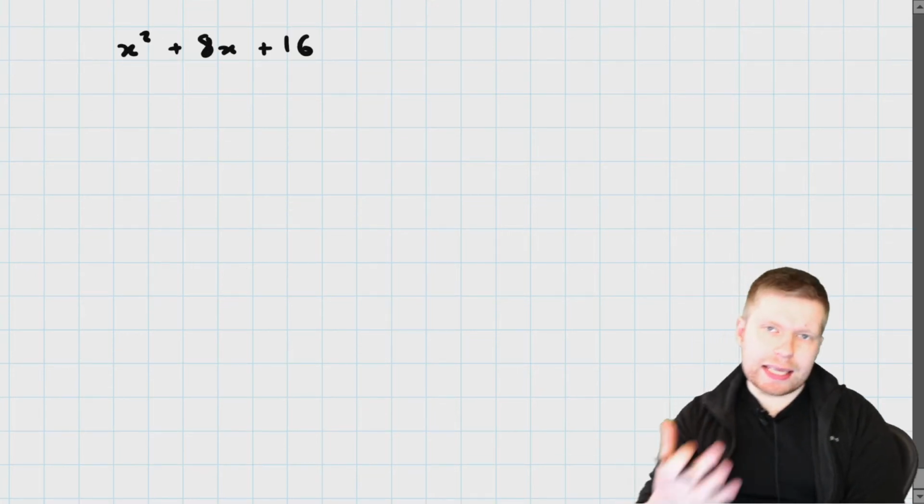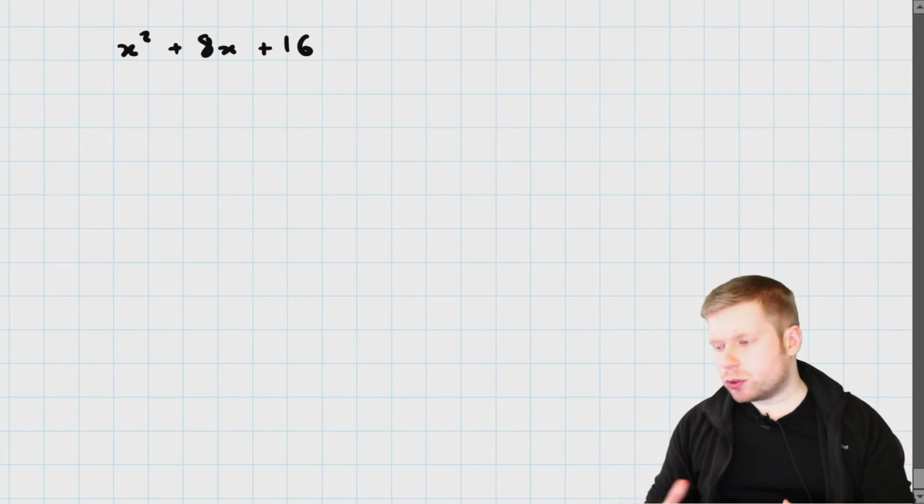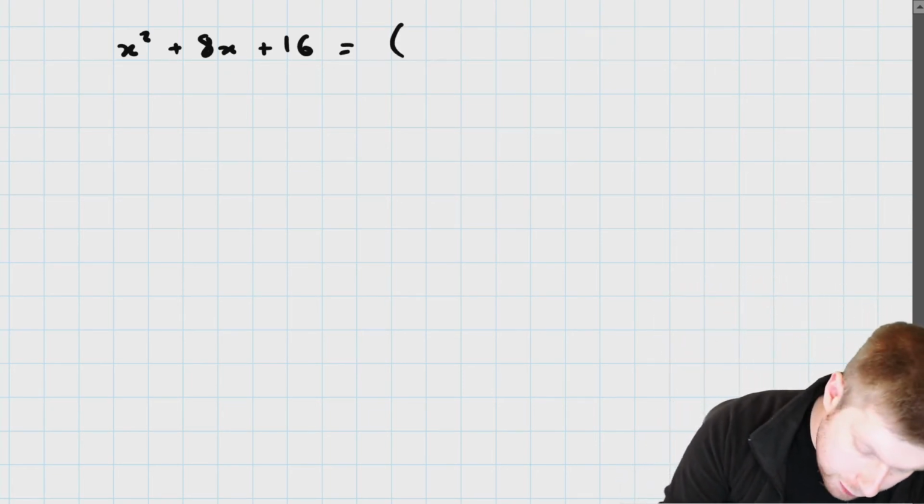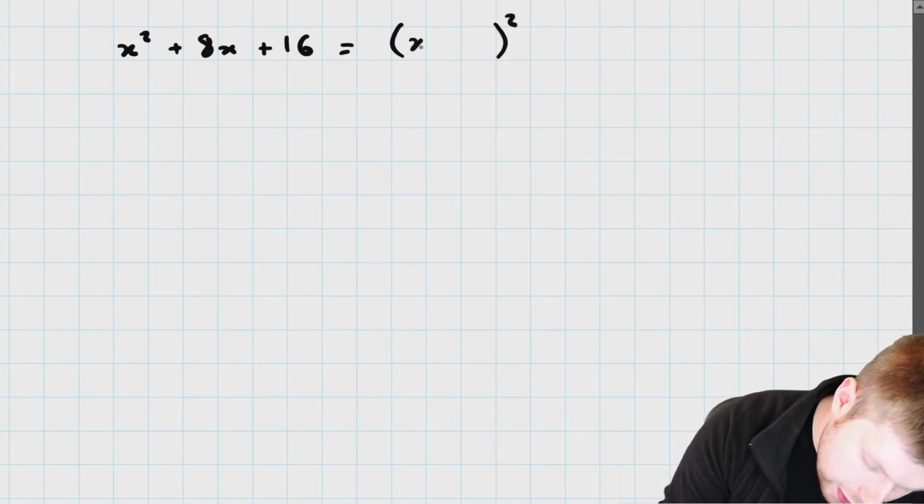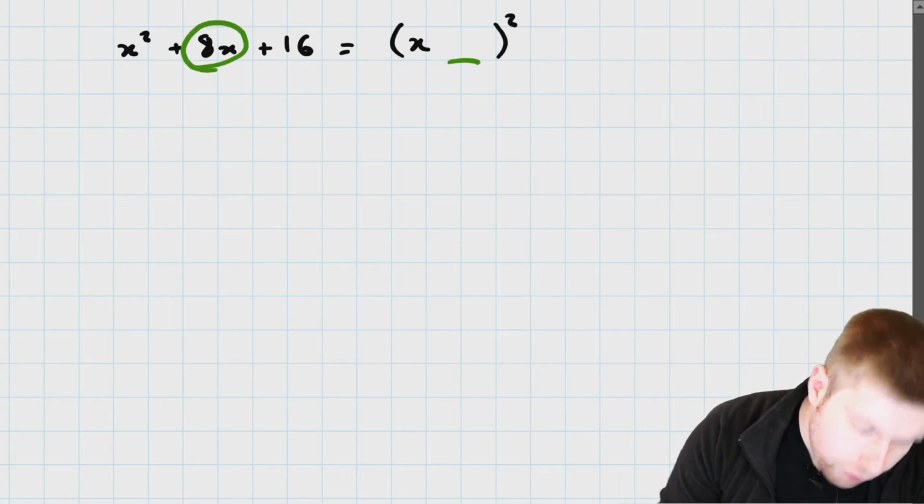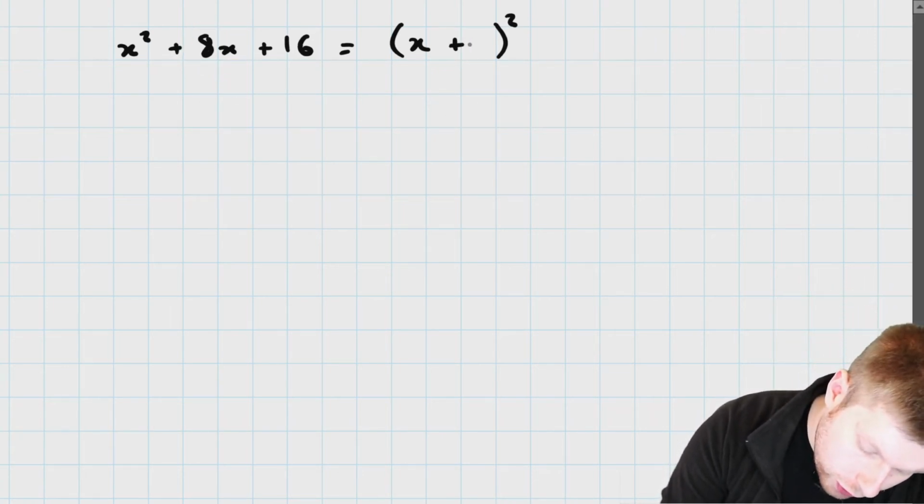So in other words, if I give you something that looks like this, expanded at the moment, and I want you to turn it back into its perfect square factorized form, you can basically see, well, okay, I need to put it into a bracket, I need to square it, put the x at the start. Then the number that goes here is going to be half of whatever goes here. So half of 8, that's 4, so it should be a positive 4 that goes there.